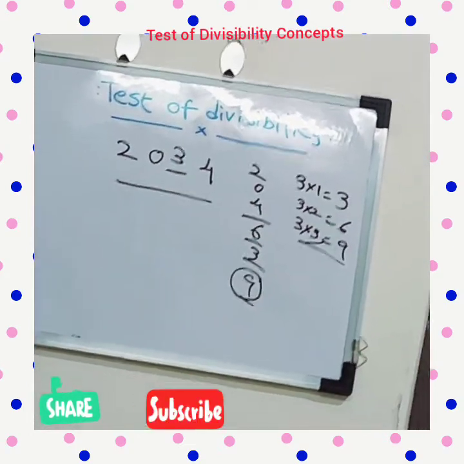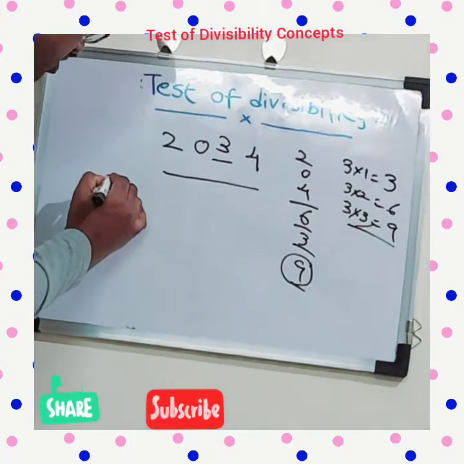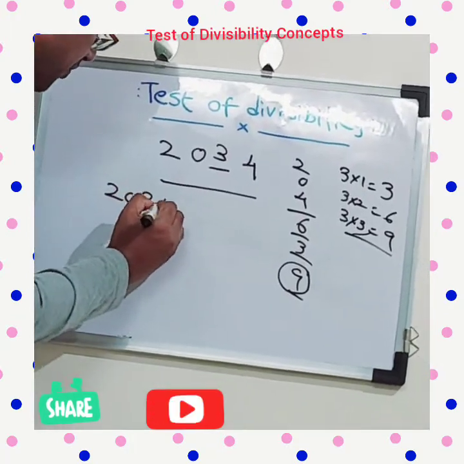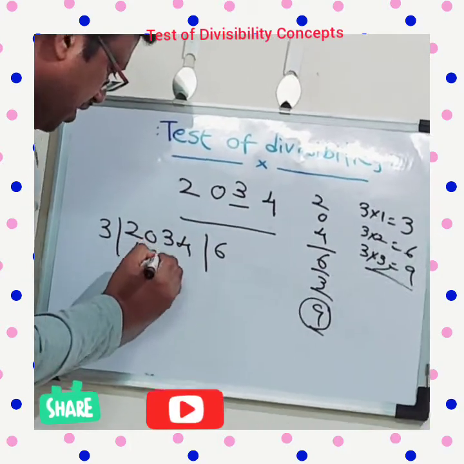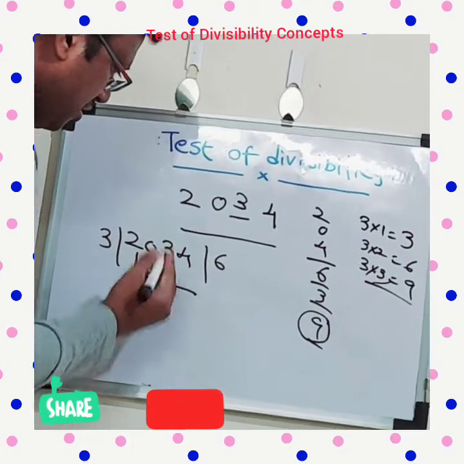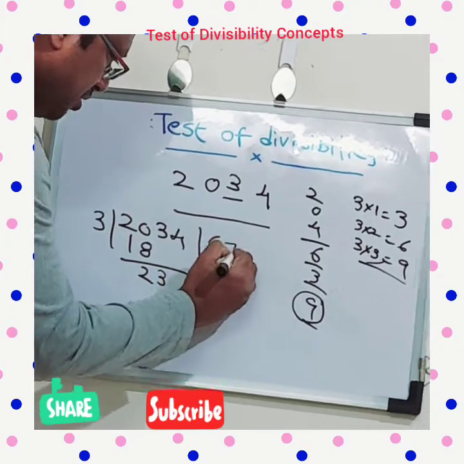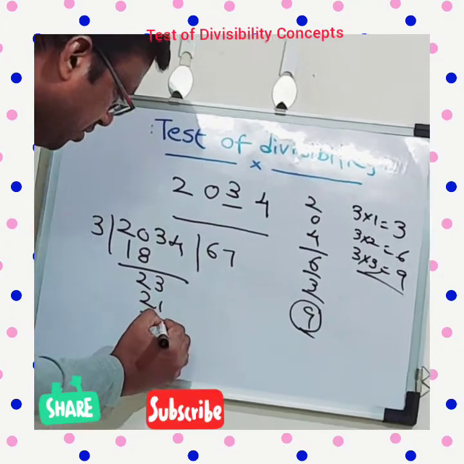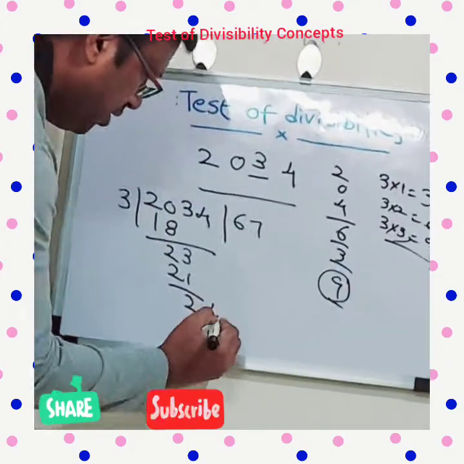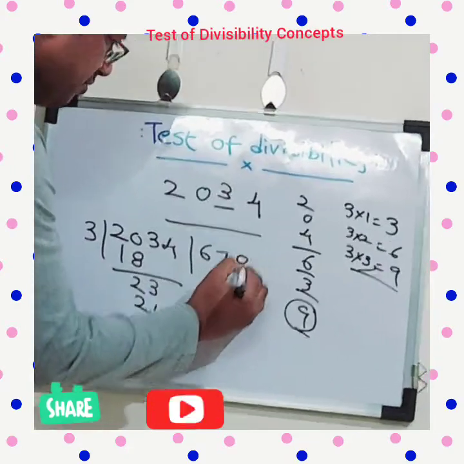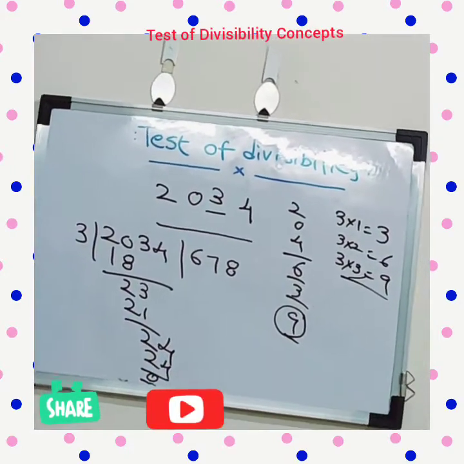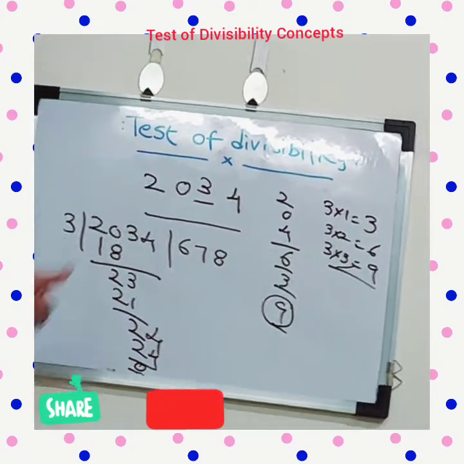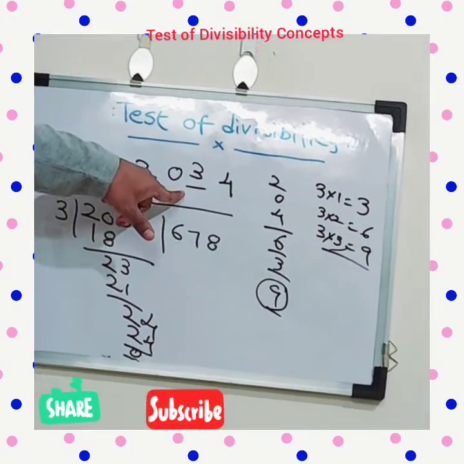You can verify whether your answer is correct by doing the division. 3 sixes are 18, remainder 2. 3 sevens are 21, remainder 2. 3 eights are 24, remainder 0. So it matches the condition. The least number we can fit over here is 3.